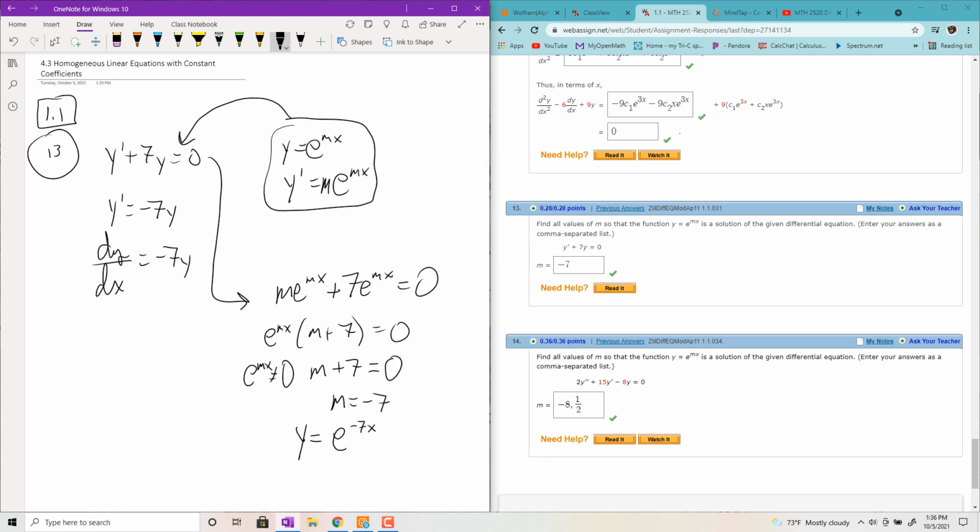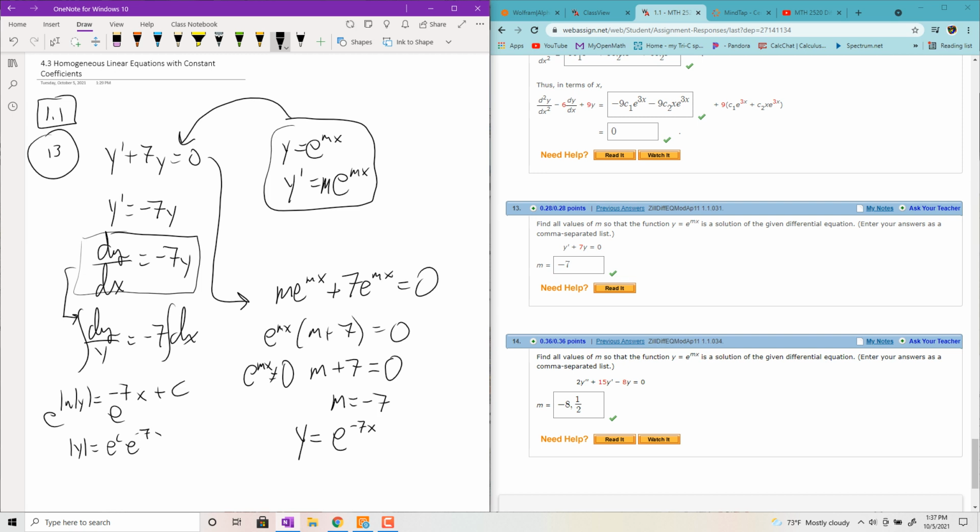And of course, if we were to go back to our differential equation here, we could solve that: divide both sides by y, move the dx over, integrate both sides, exponentiate both sides, and then drop the absolute values. Of course, there you see the e to the negative 7x. This is what we found, just a particular solution.